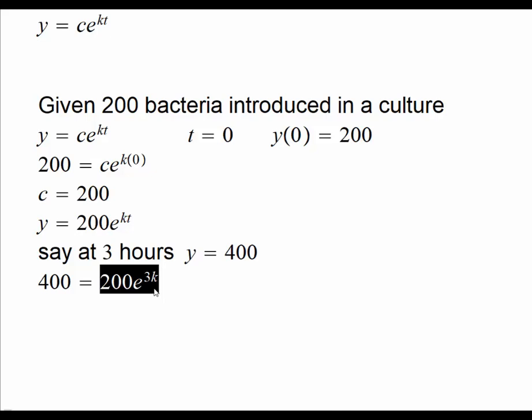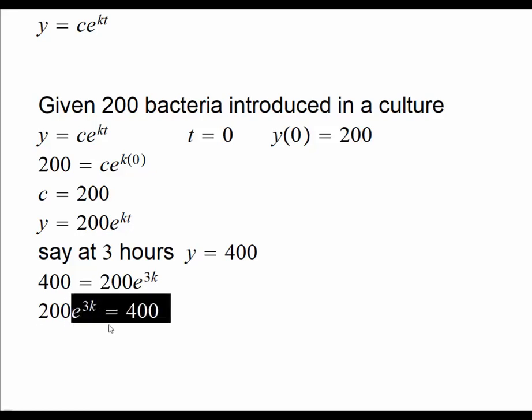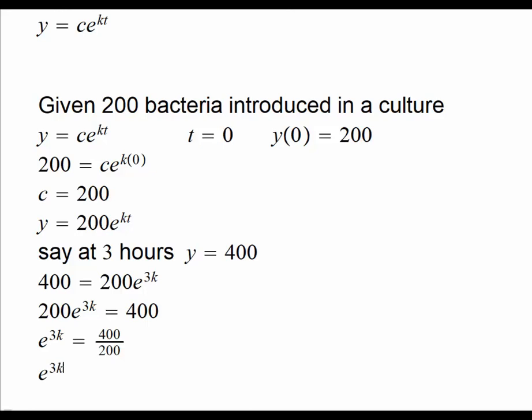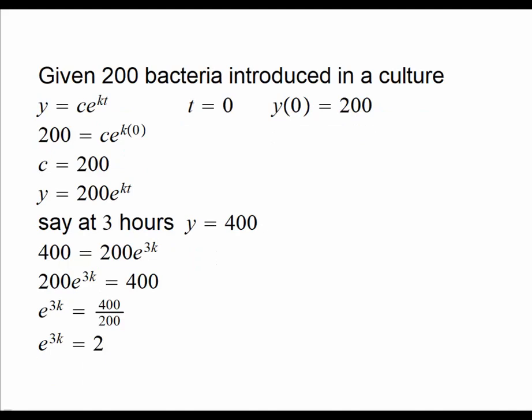Let me write it in a form that many of us are used to working with, and then we are isolating k. We divide the equation by 200. So we get 400 over 200, so e to the 3k is 2.